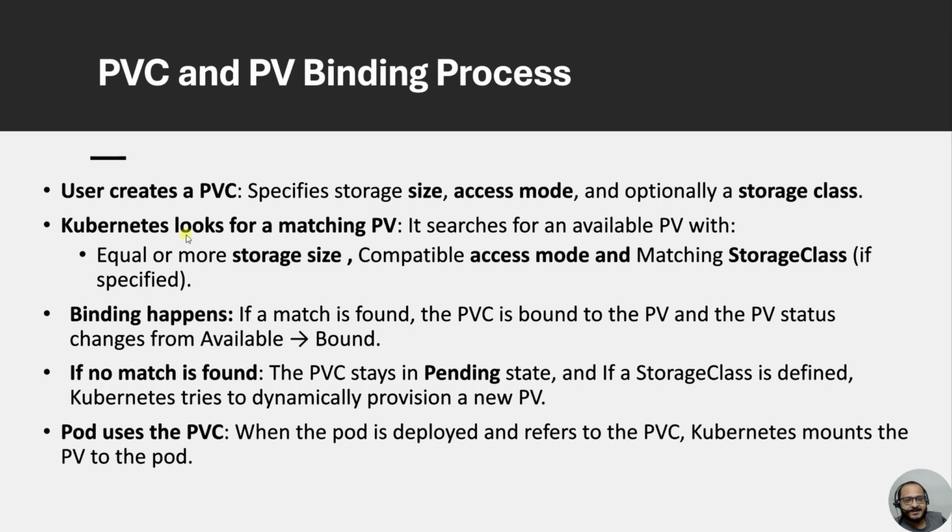Then Kubernetes looks for a matching persistent volume. Whatever configuration you have defined in your PVC, Kubernetes uses that configuration and matches it with the existing persistent volumes. If the configuration you have defined in your PVC matches with an available persistent volume, then it will do a mount and you will see the status Bound. If there is no match, then you can see the status of your persistent volume claim in a Pending state.